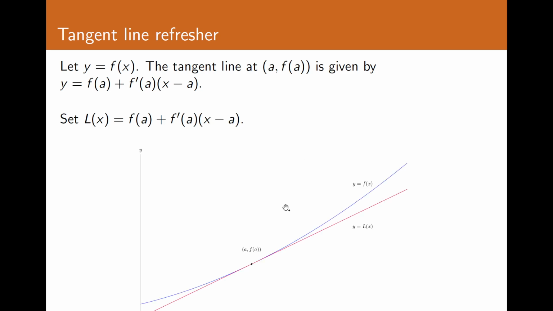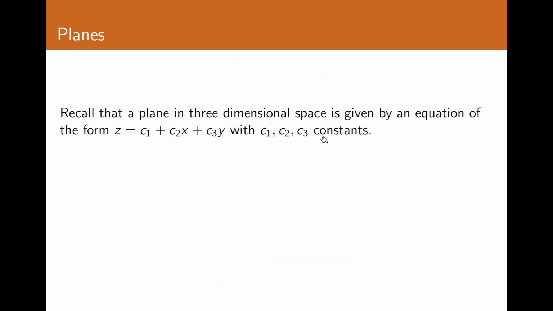We can see that in the picture here, the blue gives us the curve y equals f of x. We look at this point here, (a, f of a), and then the tangent line is the red line, which is given by y equals L of x. So we want to go ahead and generalize that notion to surfaces.